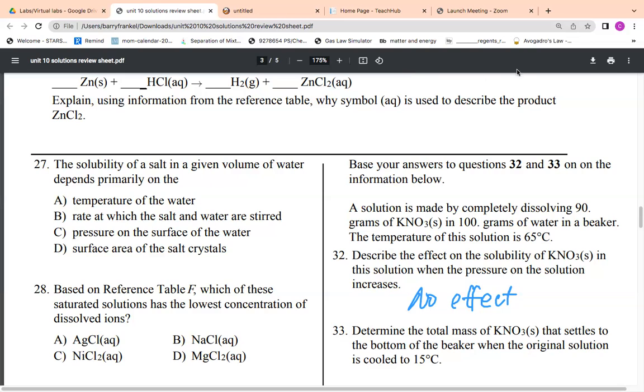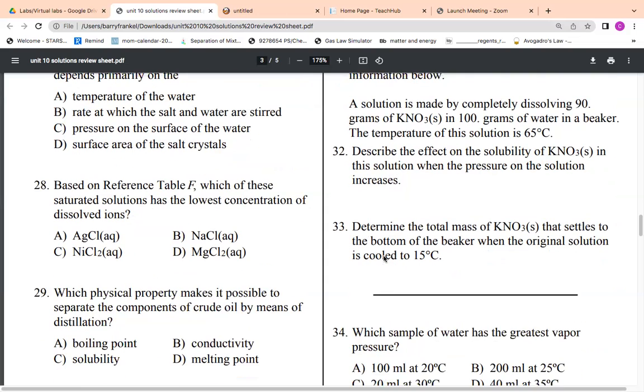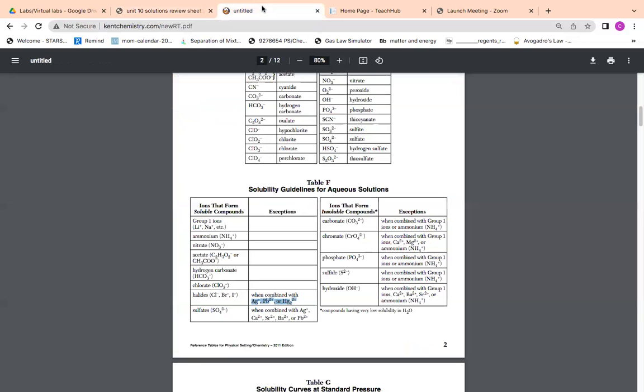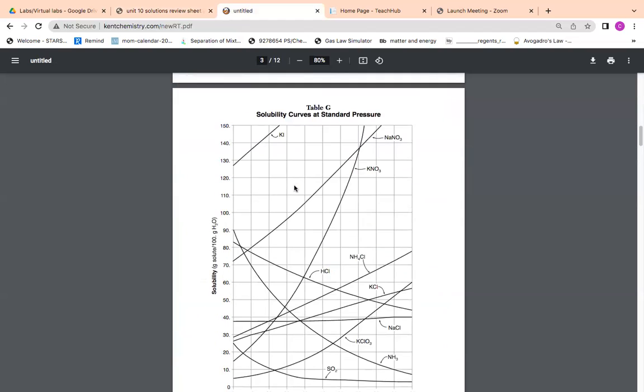Okay. All right, number 33. Determine the total mass of potassium nitrate that settles to the bottom of the beaker when the original solution is cooled to 15 degrees Celsius. So we have to use this information here and this to figure that out. So let's go over to table C.